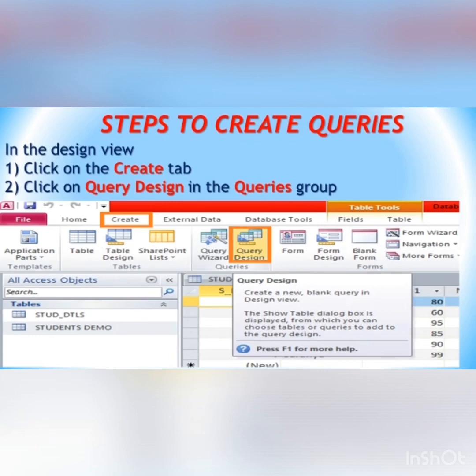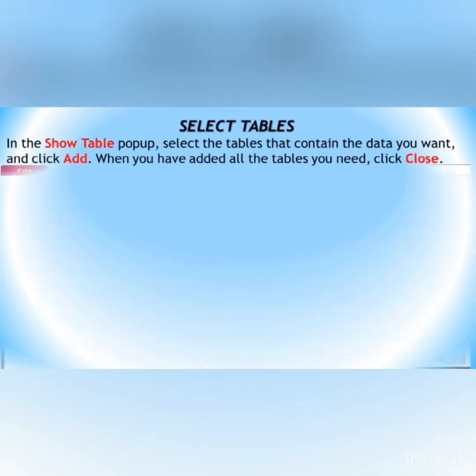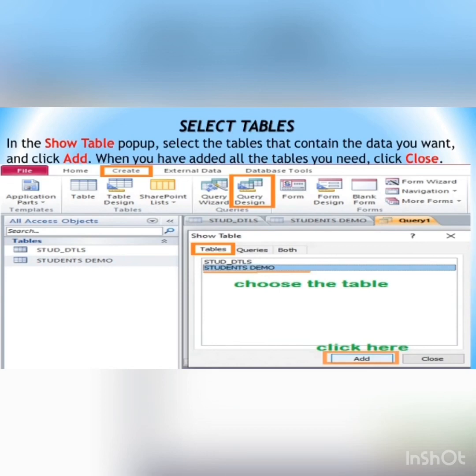Steps to create queries. In the design view, click on the Create tab. Next, click on Query Design in the Queries group. Now, in the Show Table pop-up, select the tables that contain the data you want and click on Add. When you have added all the tables you need, click Close.